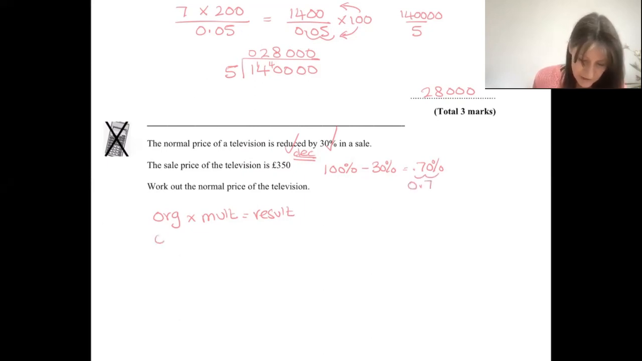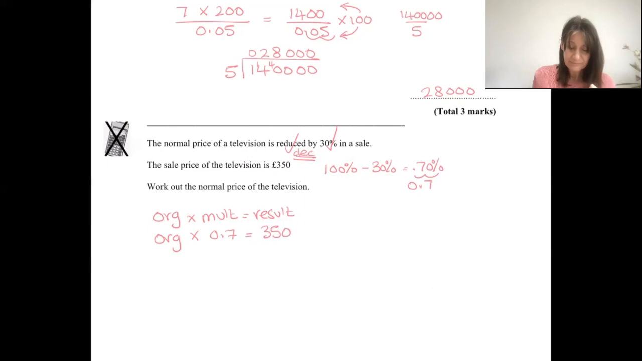So there's this original amount that the TV cost. When it got multiplied by 0.7, it gave the result of 350. If I want to know what the original was, then I need to divide through by the bottom. So I'm going to divide through by 0.7.